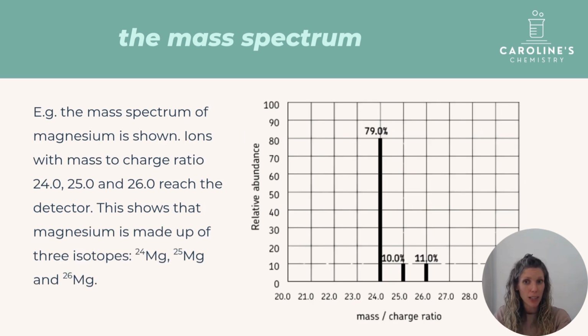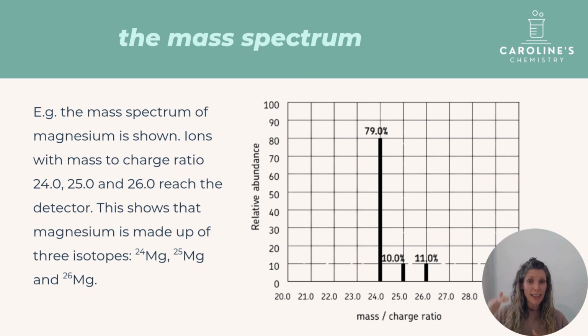And this is what that looks like. So using that magnesium ion example again, you can see along the bottom that we have 3 peaks. So we have 3 ions present at 24, 25, and 26. Because 24 divided by 1 plus 1 is 24, the mass to charge ratio is the same as the mass of that ion.